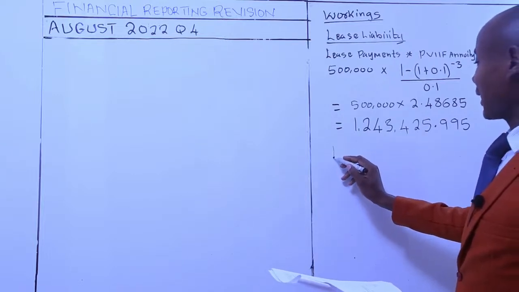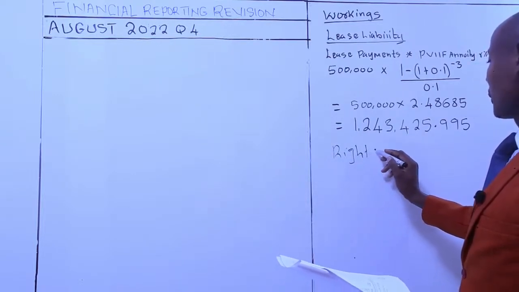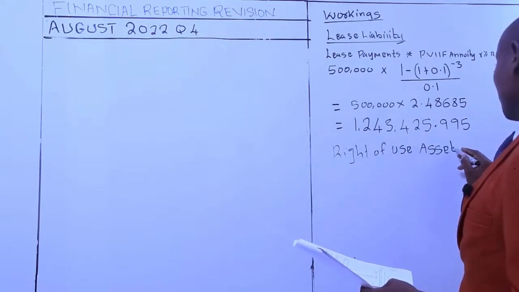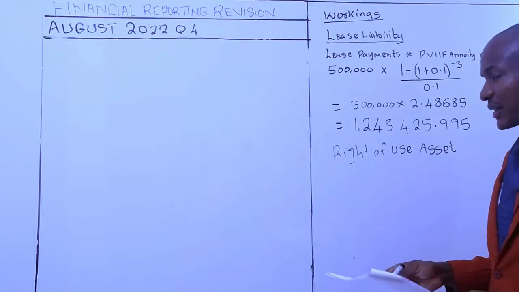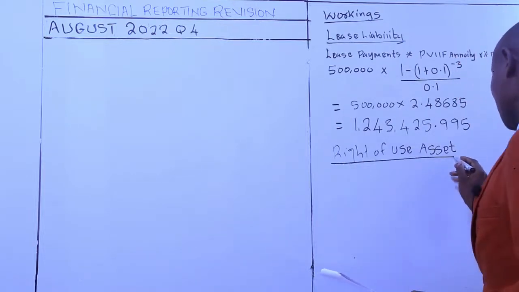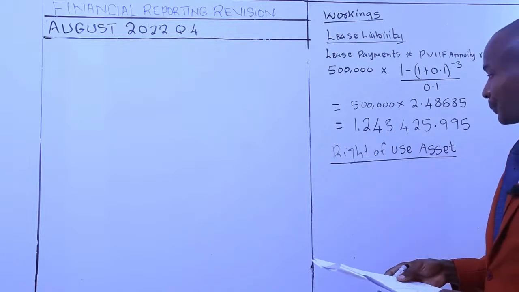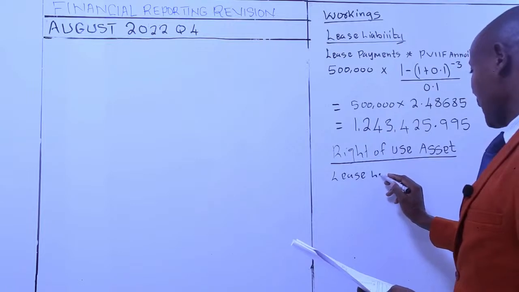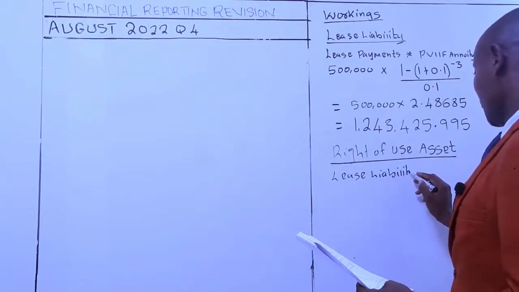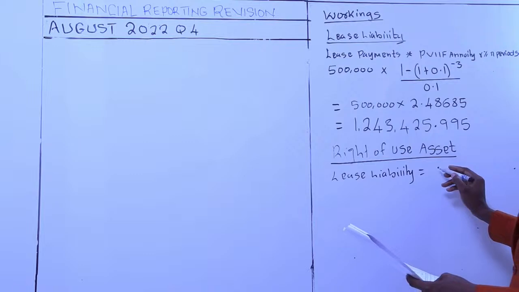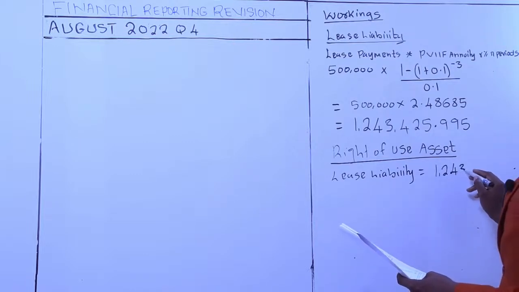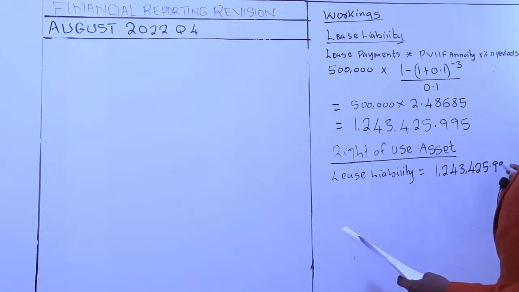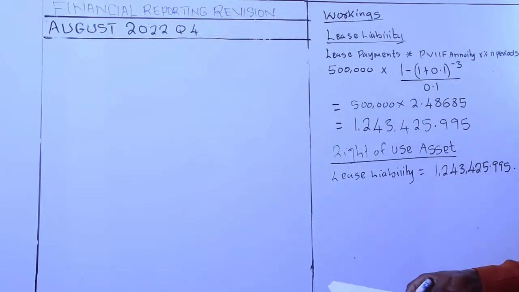asset. So how do you get the right of use asset? With the right of use asset, this will be the computation for the right of use asset. Now we start with the lease liability. The lease liability amounted to 1,243,425.995.